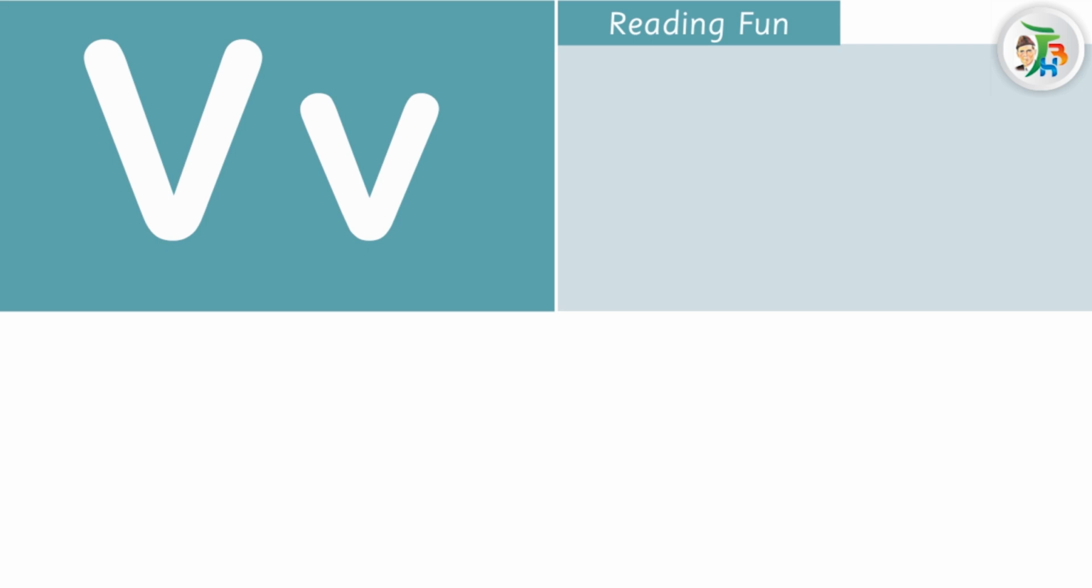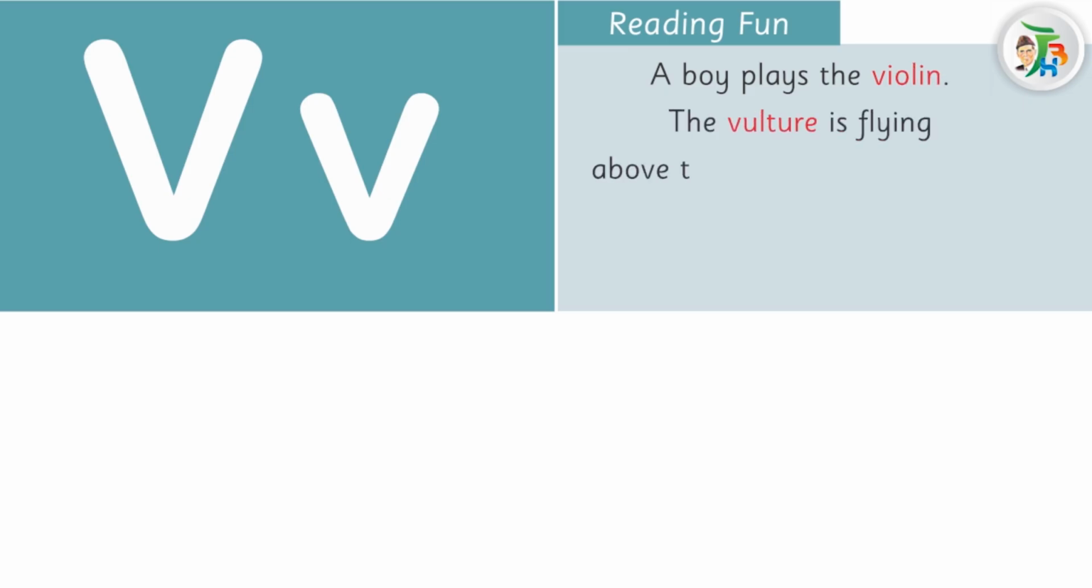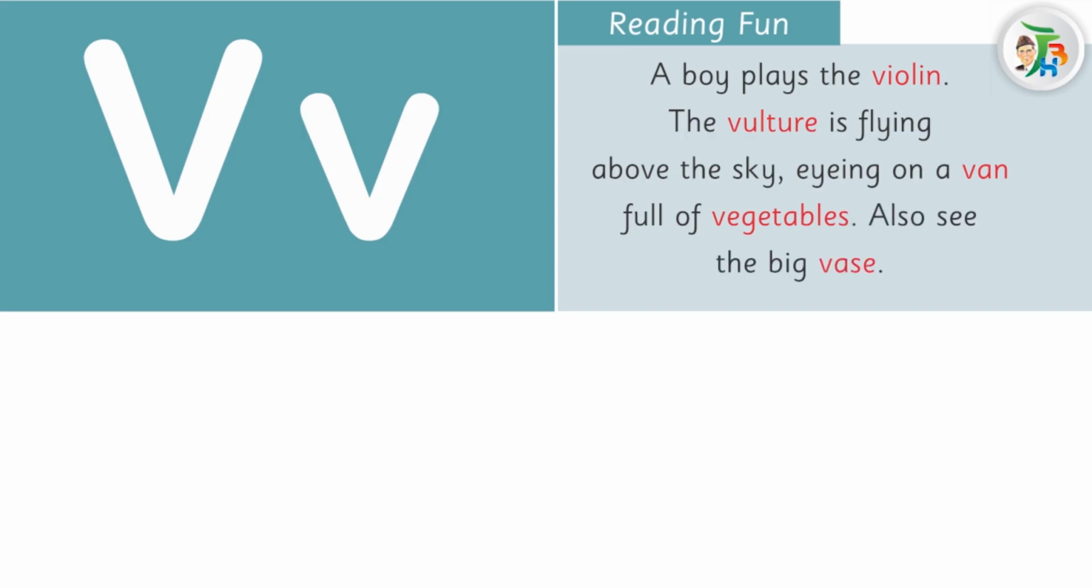Now, let's read a short story together. A boy plays the violin. The vulture is flying above the sky, eyeing a van full of vegetables. Also, see the big vase.